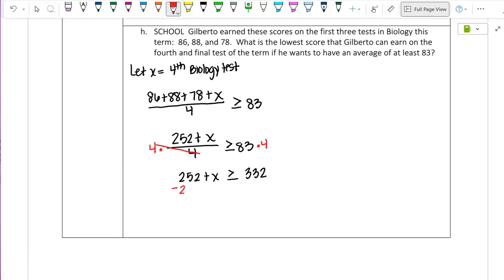So now I can subtract my 252 from both sides. And x has to be greater than or equal to what? What is 332 minus 252? 80. So x has to be greater than or equal to 80.